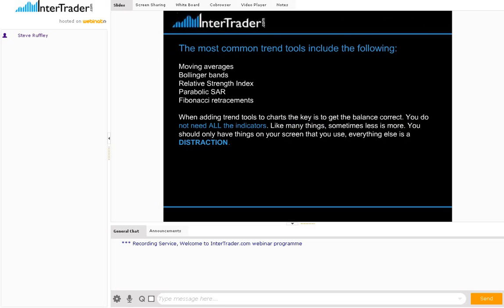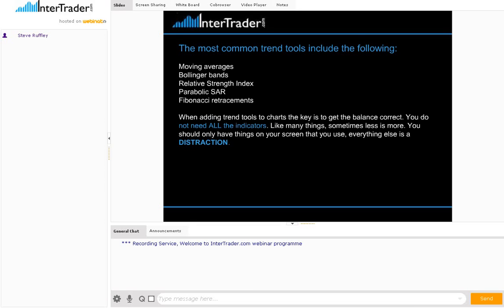So I'd say the most common tools and trend tools that we use in trading are the moving average, Bollinger Bands, RSI, the relative strength, Parabolic SAR, and Fibonacci. So when adding these trend tools to the charts, it's all about the balance, okay? We need to understand that things on our charts we don't look at are no use to us. If we don't look at them and use them for a trading indication, an idea to get in or get out, then there's absolutely no point in putting them on your charts. They might work once, and if you then discount them and never use them again, then what's the point of going back to it?